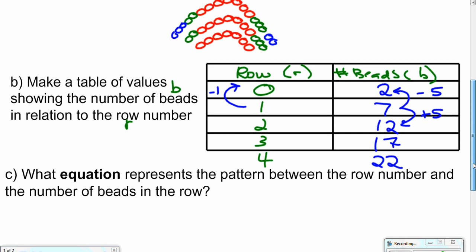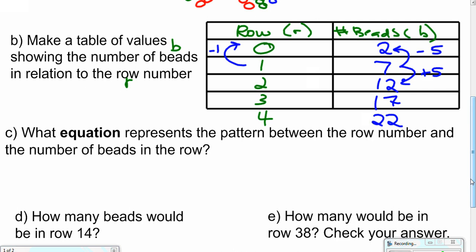So now it says which equation represents the pattern between the row number and the number of beads. Well, whatever we are increasing by is our coefficient. So we are going 5 times the row number. And then we look to row 0 to tell us what the constant is.